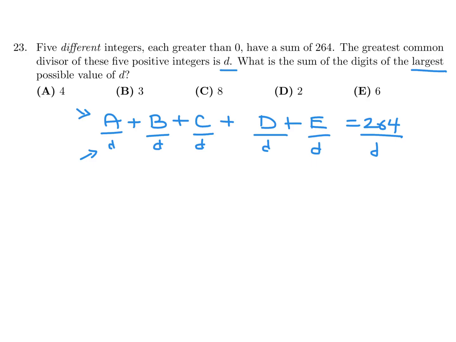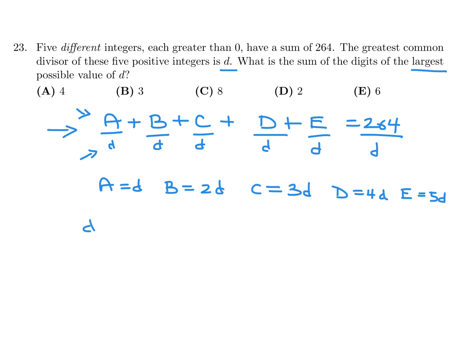So they're all divisible by D, right? So I'll let A equal D. I'll let B equal 2D, because I'm trying to get the smallest possible multiples of D. 3D, 4D, and then E would be 5D. Yeah, I think that would probably make sense for now. So this sum therefore becomes D plus 2D plus 3D plus 4D plus 5D, and that's still 264.